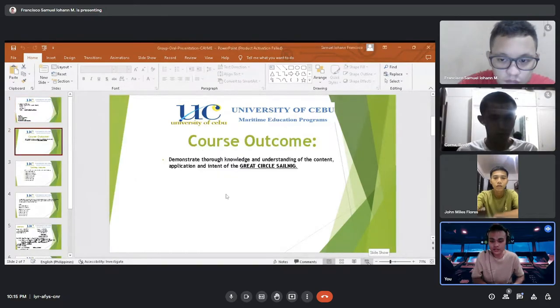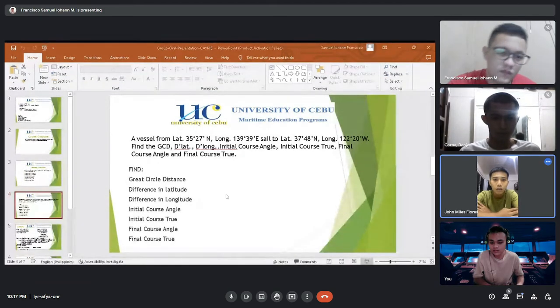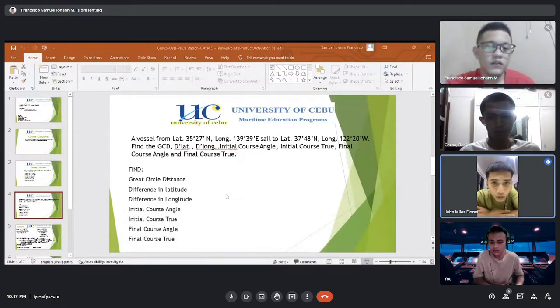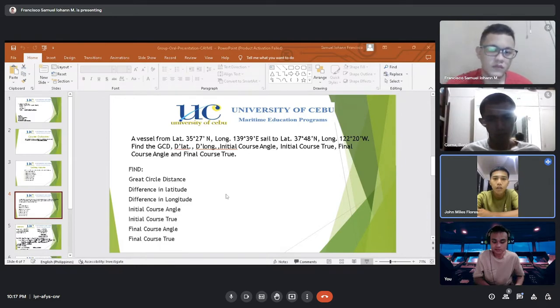Next, for the course outcome, demonstrate thorough knowledge and understanding of the content, application, and intent of the Great Circle Sailing. A vessel from latitude 35 degrees 27 minutes north, longitude 139 degrees 39 minutes east, sails to latitude 37 degrees 48 minutes north, longitude 122 degrees 20 minutes west. Find the GCD, DLAT, DLong, initial course angle, initial course true, final course angle, and final course true.